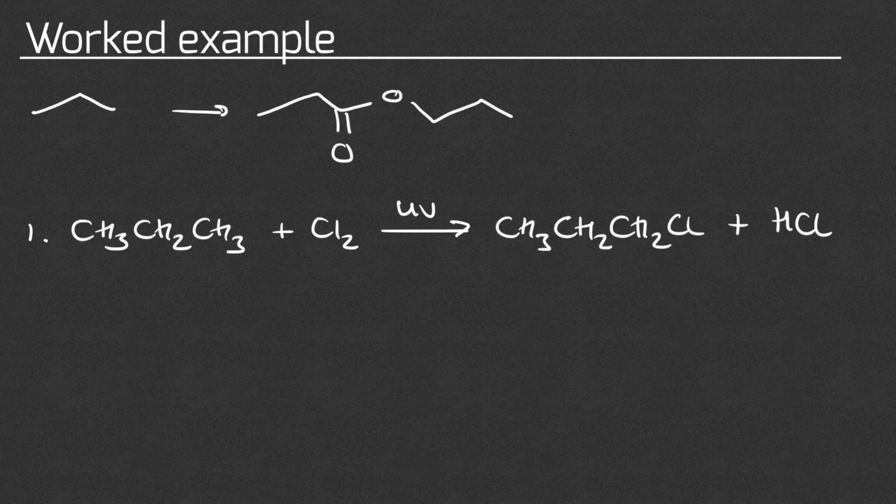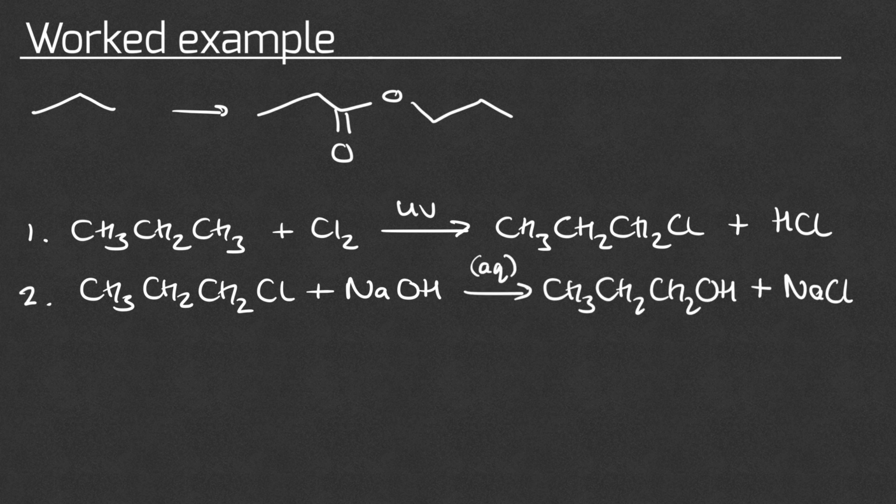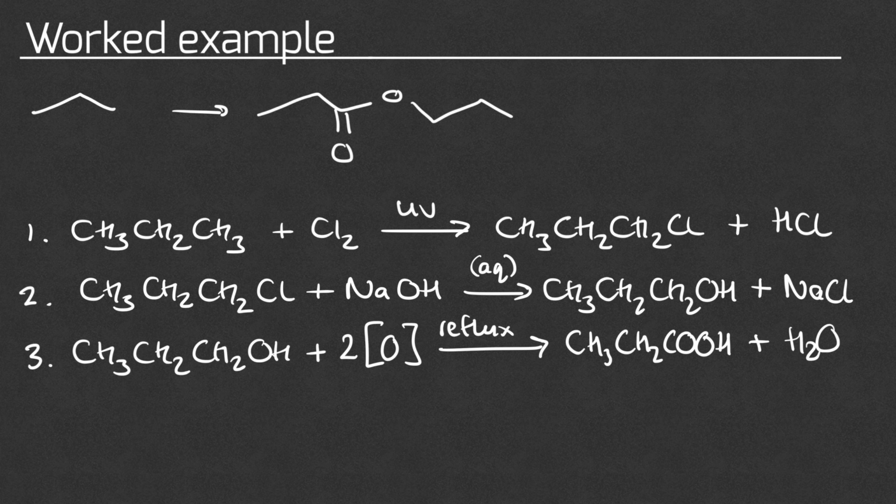So the first step is to produce our halogenoalkane from our alkane, which will involve reacting the alkane with chlorine under UV light to produce the halogenoalkane and hydrochloric acid. The second step is the conversion of the halogenoalkane into an alcohol, so reacting the halogenoalkane with sodium hydroxide under aqueous conditions. We then need to convert some of that alcohol into a carboxylic acid, so we would take a sample of that alcohol and react it with 2 equivalents of oxidizing agent to produce our carboxylic acid and water, our oxidizing agent being acidified potassium dichromate.